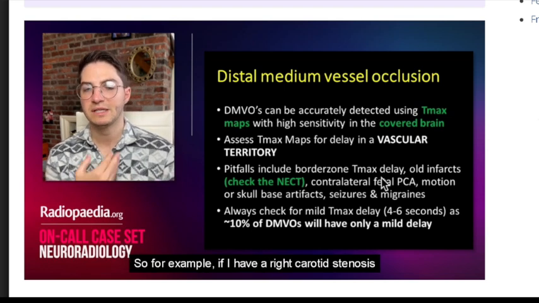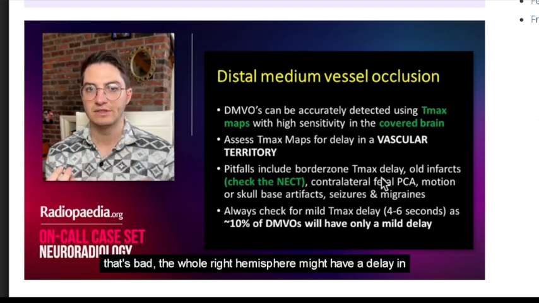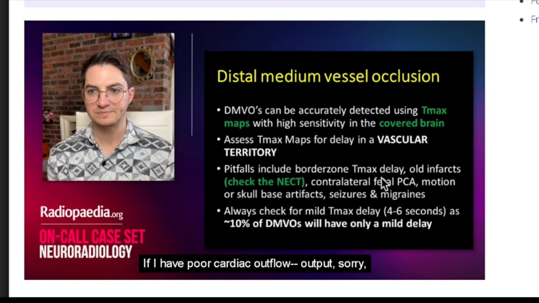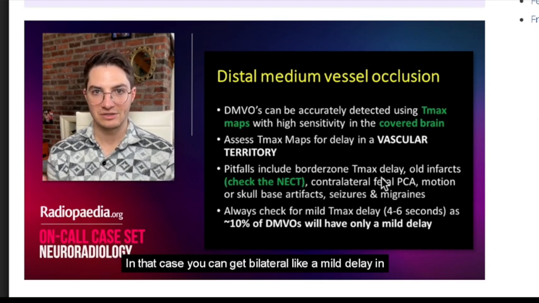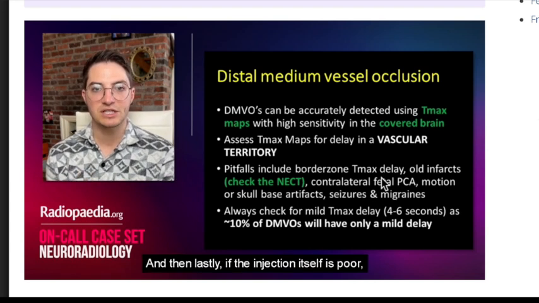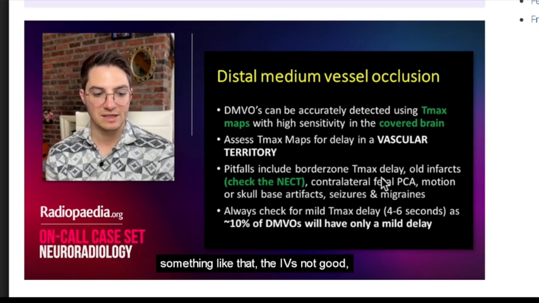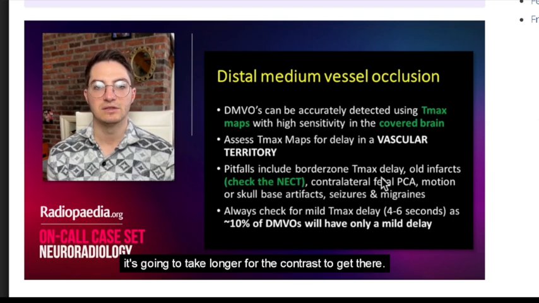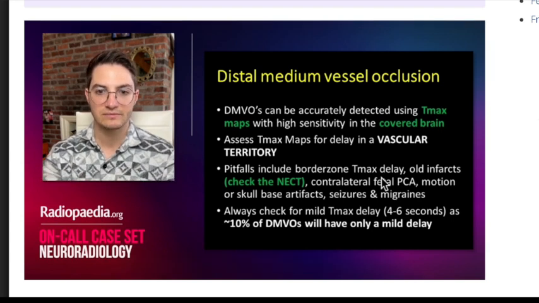So for example, if I have a right carotid stenosis, the whole right hemisphere might have a delay in the watershed distribution. If I have poor cardiac output, from congestive heart failure or something like that, you can get bilateral, mild delay in those border zone distributions as well. And lastly, if the injection itself is poor, let's say the timing is off, the bolus is weak, the IV is not good, it's going to take longer for the contrast to get there. And where is it going to take the longest? Those watershed areas.